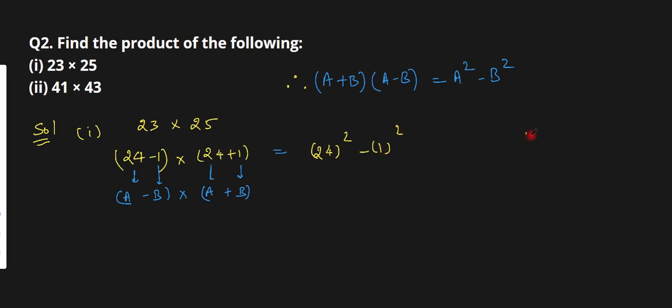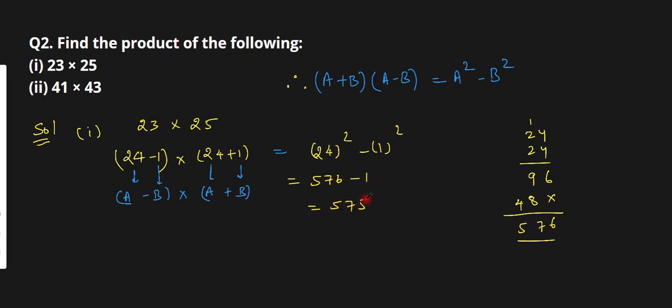Now 24 square is 576. 4 4s are 16, 4 2s are 8 and 1 makes 9, and 4 2s are 8 and 2 2s are 4. So 576. Now you can write 576 minus 1, which is equal to 575. This is the answer. So here you have multiplied two numbers, 23 and 25, using an algebraic identity, and this is the algebraic identity.